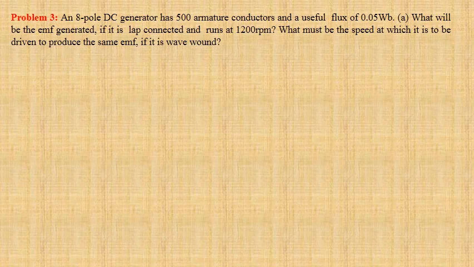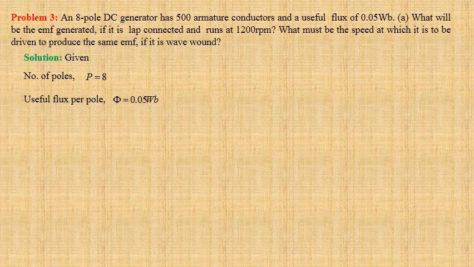Let us first jot down the given data. Number of poles P equals 8. Useful flux per pole phi equals 0.05 Weber. Speed of the rotor N equals 1200 RPM. Number of armature conductors Z equals 500.